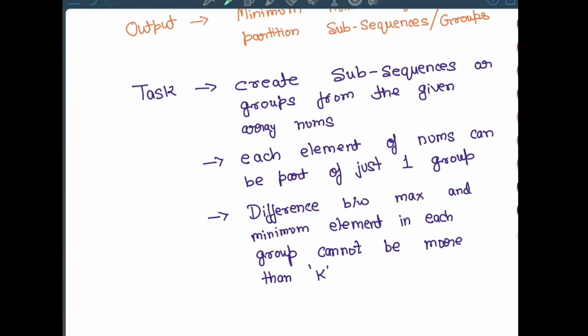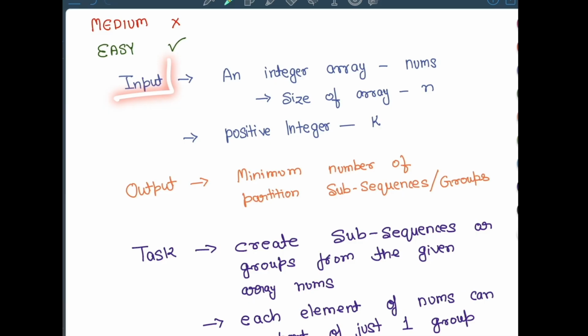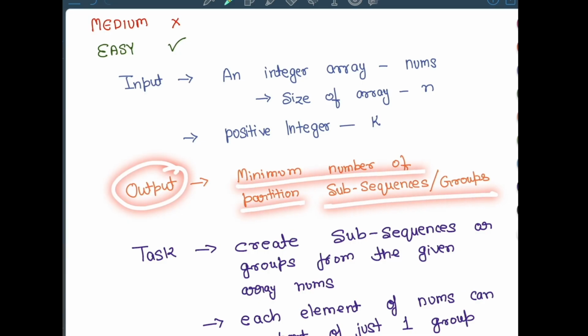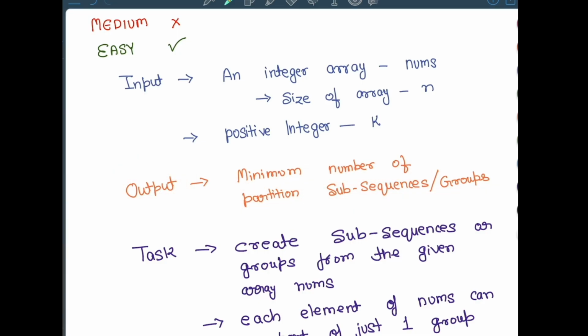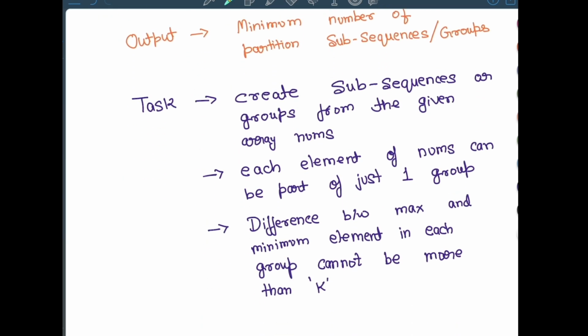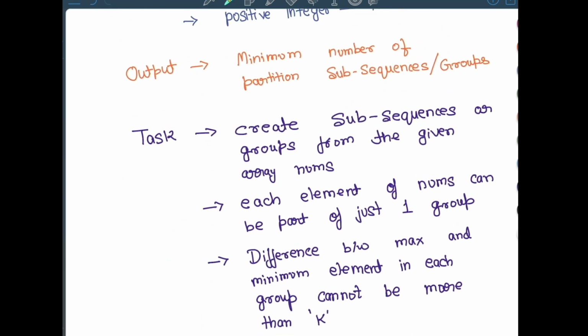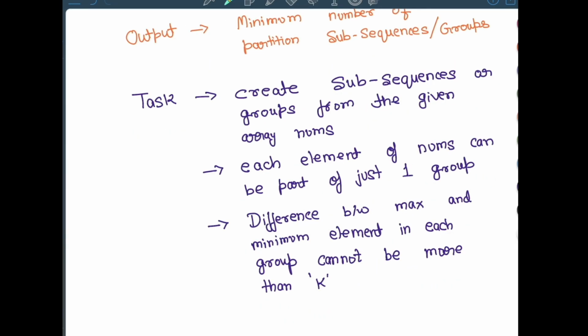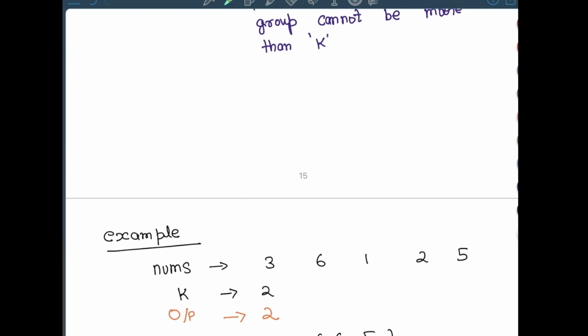So this is what we need to understand here: based on the given input, we just need to break our array nums into multiple groups, but the output we need to give is the minimum number of partitions or subsequences we can create. That is, we need to break the array nums into different groups only if required, based on these conditions. You should not try to break your array into many groups. You should try to minimize the number of partitions you create. And now let us try to understand the same using an example.